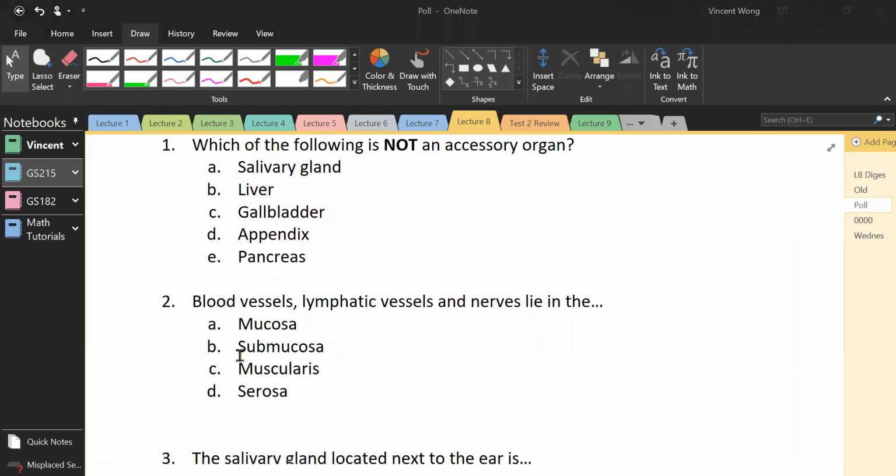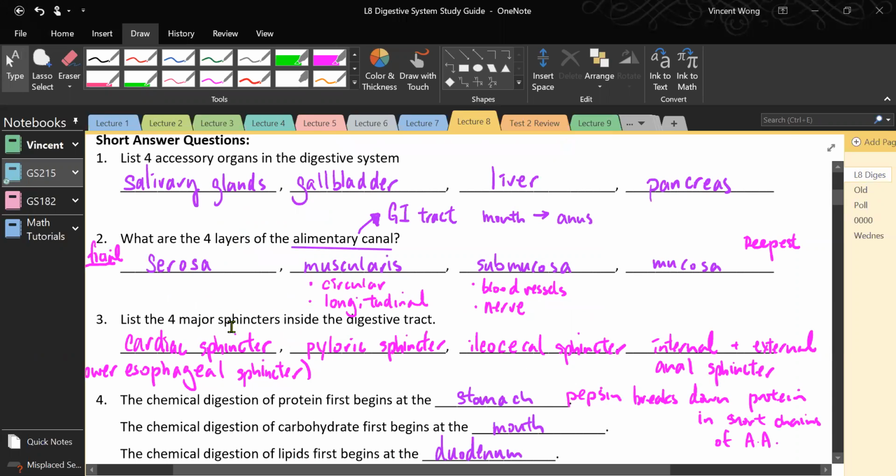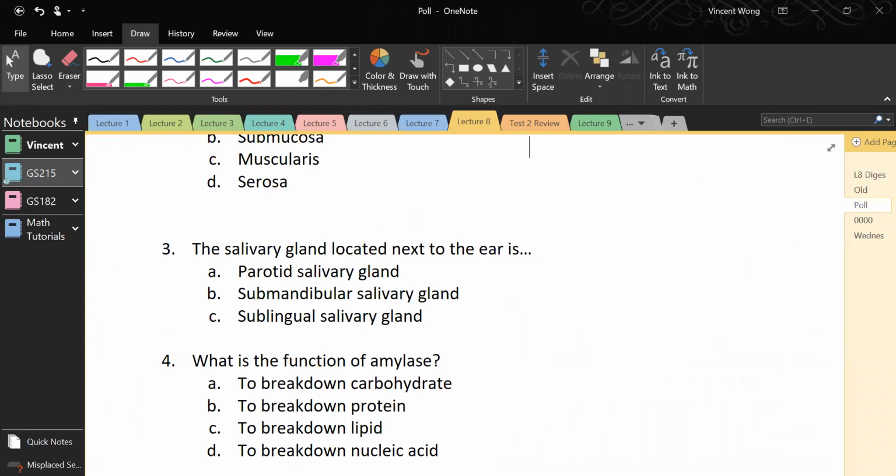Okay, the correct answer is submucosa. And again, we wrote this down, right? Here, these are the 4 layers of the alimentary canal, and in the submucosa, that's where you'll find the blood vessels, the nerve endings, and of course, also the lymphatic vessels. Okay, next one.